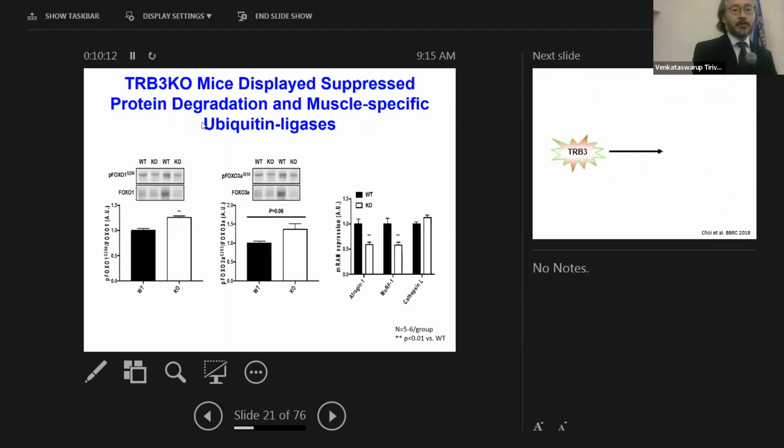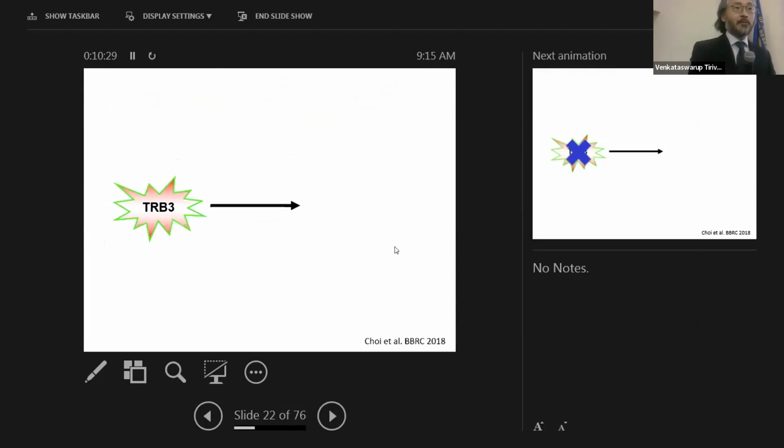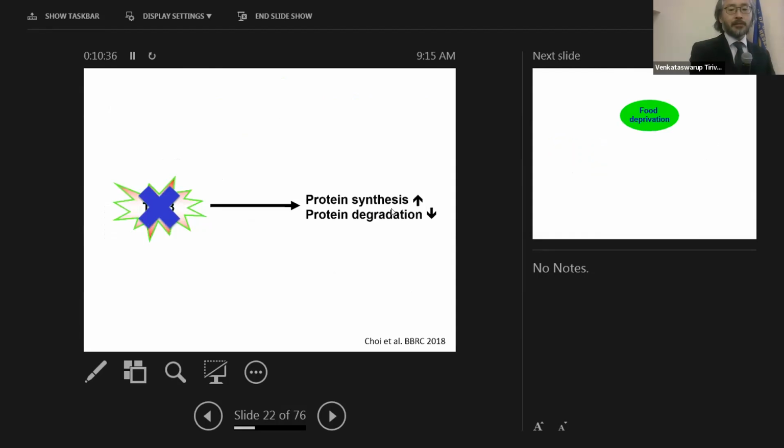And these TRB3 knockout mice showed a greater increase of FOXO phosphorylation in isotypes, and decreased atrogin-1 expression, meaning that the protein degradation pathway seems to be decreased in the TRB3 knockout animals. We do have a lot more data, but collectively we believe that if you knock out TRB3, you have increased protein synthesis but decreased protein degradation, and therefore you have more muscle mass.